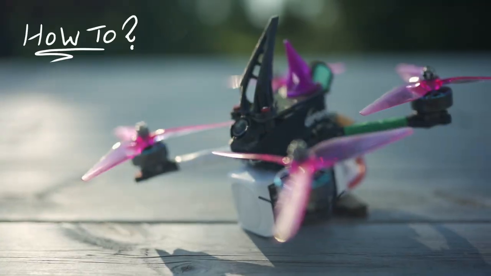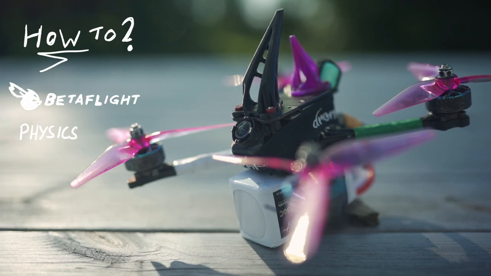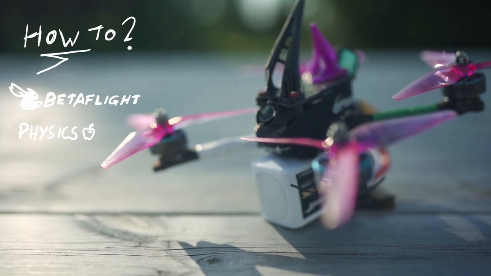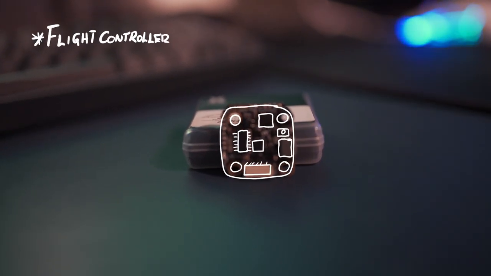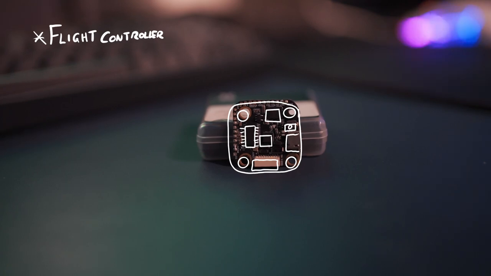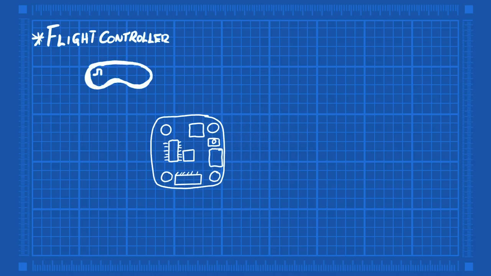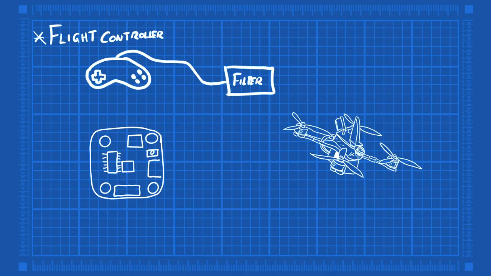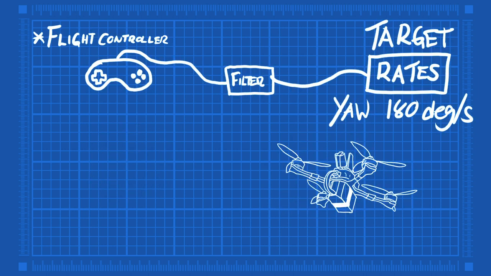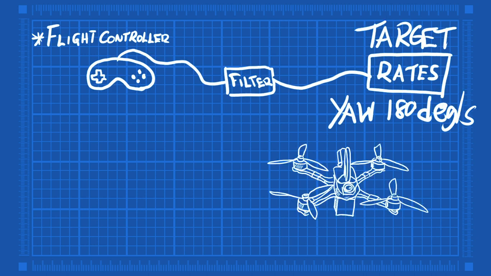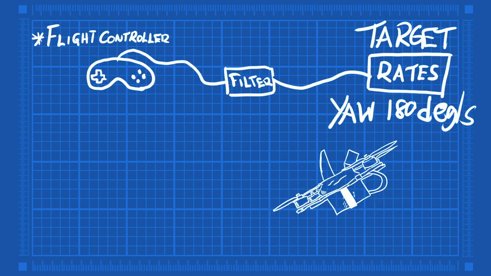So with that out of the way, I had to figure out how a flight controller works and how to implement the physics. The flight controller software took a little bit of digging and time reading through the code to understand. But basically it starts with your controller input that is filtered and then used with something called rates to calculate how fast your drone should rotate along an axis.